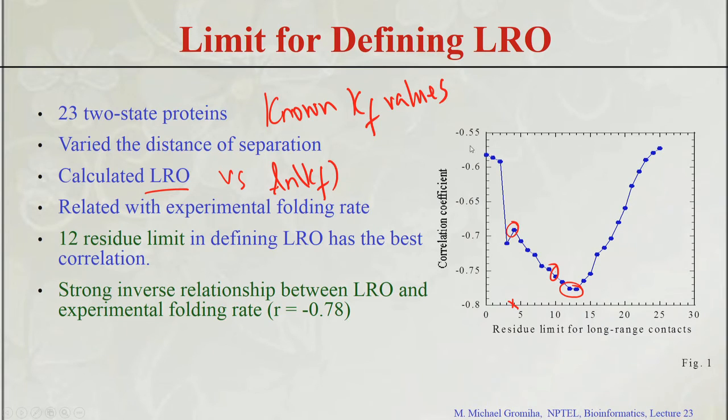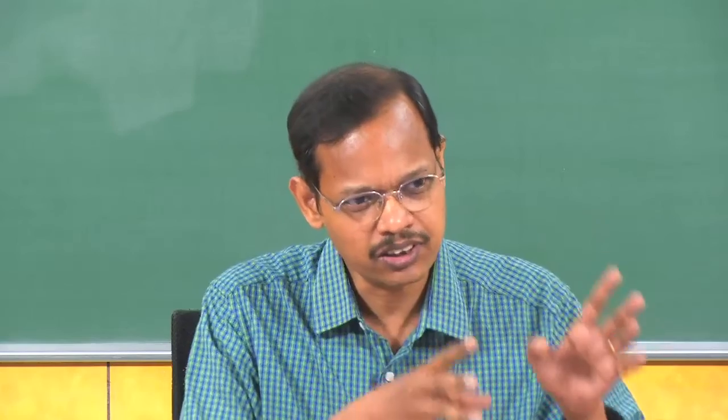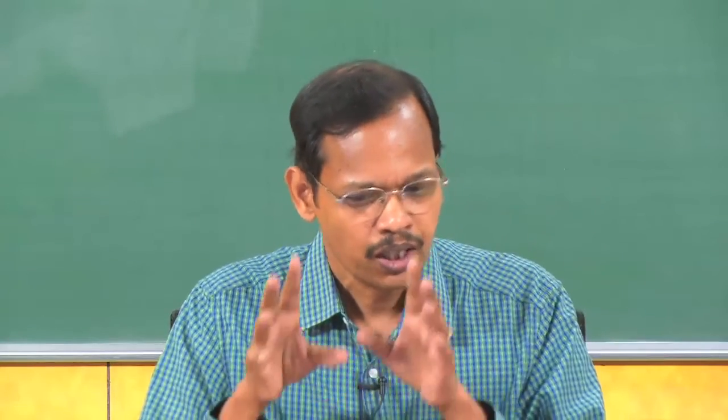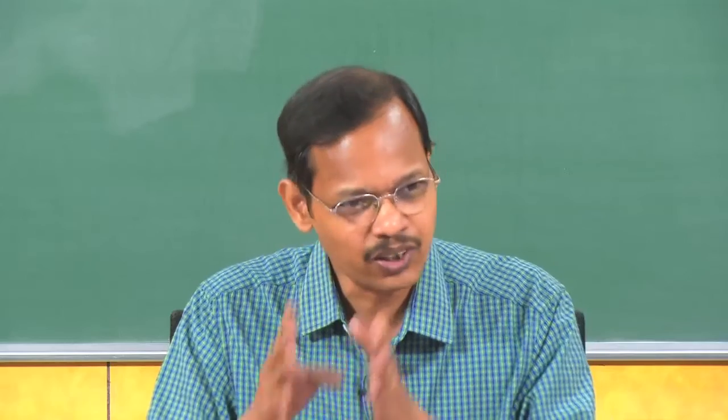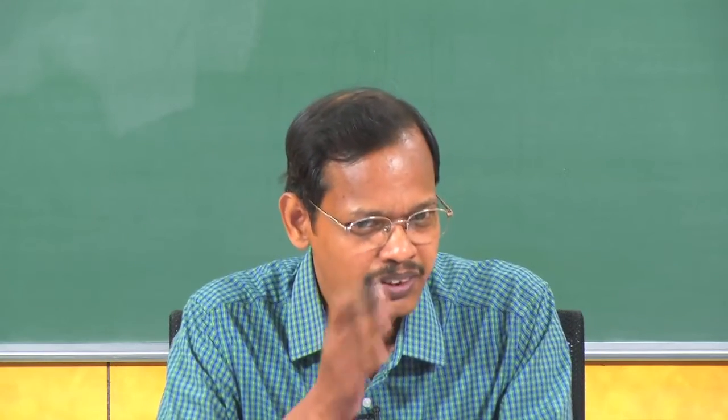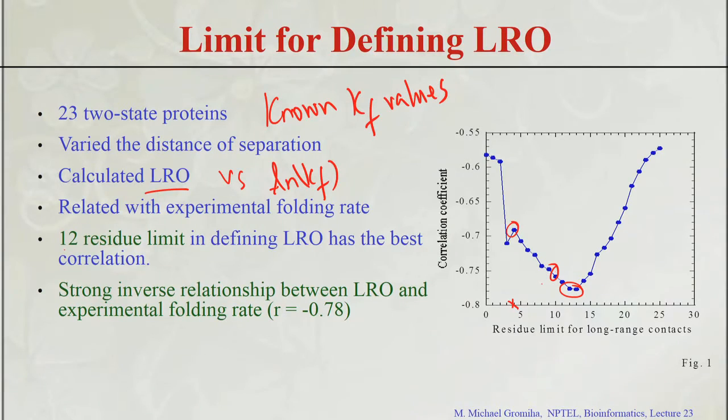That means there are some distance contacts which are influential for the folding rates. The contact order considers short, medium and long range contacts, but in the long range order we consider only the long range contacts, because that shows the highest performance. If we add the short range contacts, then the correlation is less. That means it has to do only with the long range contacts. So, from here we get the value 12, the 12 residue limit, and with this limit we see a correlation of minus 0.78 with the experimental folding rate.